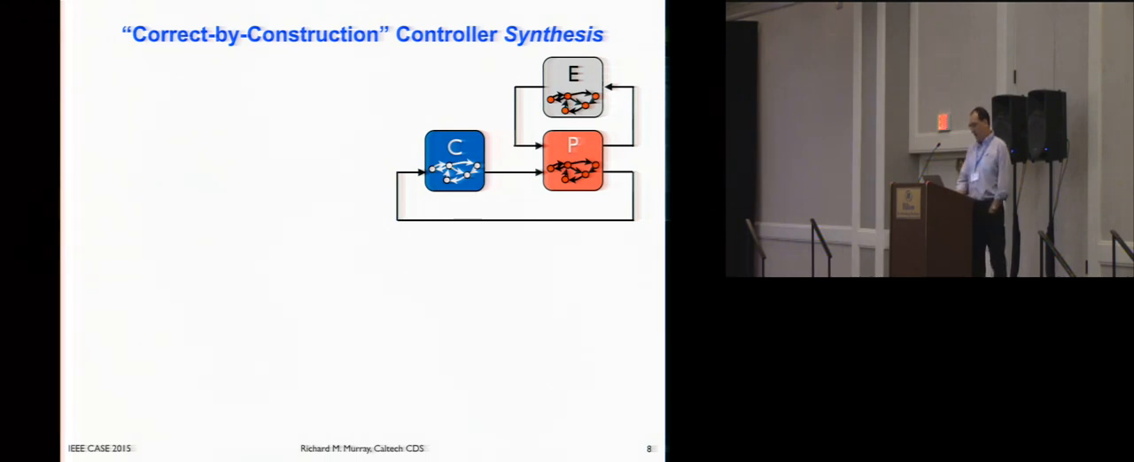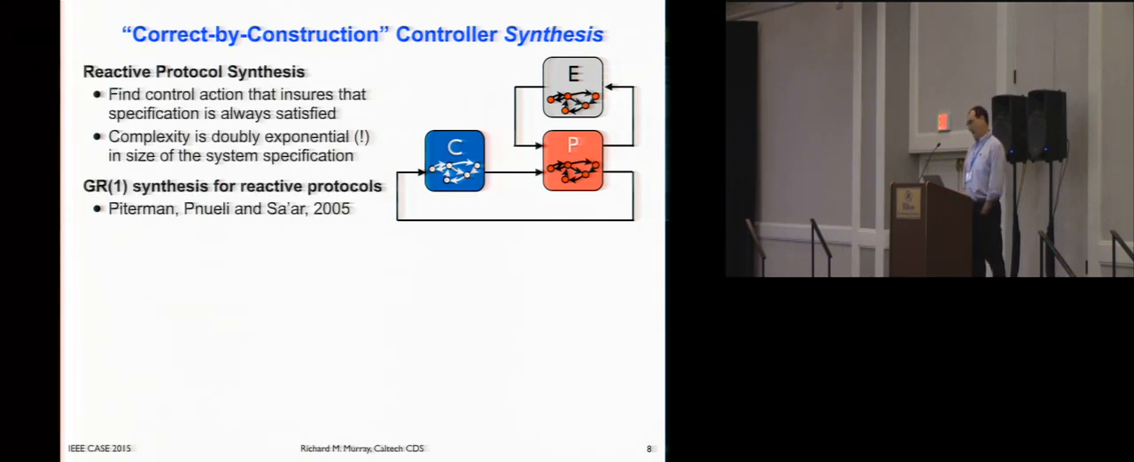And the problem with solving that is that it's complicated, right? It is doubly exponentially complex in the number of specifications. So if I want to do reactive protocol synthesis in exactly this way, then I would have something that's doubly exponential in the number of specifications. If you have 5 specifications, that's 2 to the 2 to the 5th, 2 to the 32nd complexity. But if you have 10 specifications, 2 to the 2 to the 10th, 2 to the 1,000th complexity, you're done. You're never going to solve that problem.